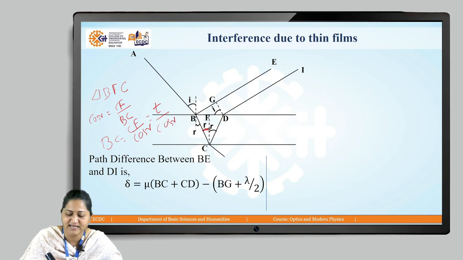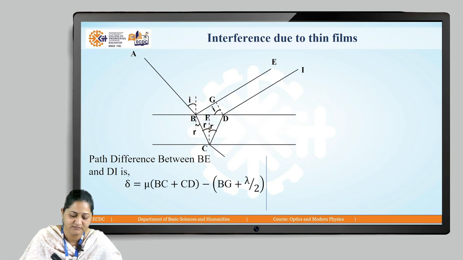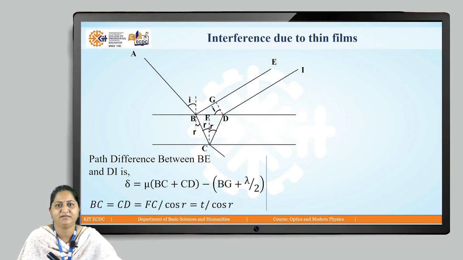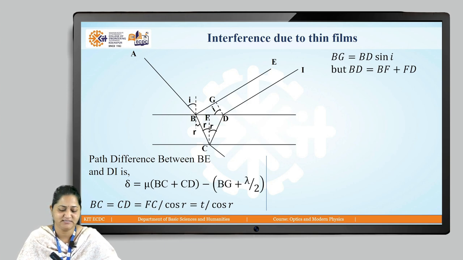Similarly, in triangle DFC, again cos R is equal to CF upon CD. So CD is equal to CF upon cos R, that is T upon cos R. So it is also equal to CD. So using this particular geometry, we can say that BC is equal to CD is equal to T by cos R. So here we have got this equation from geometry that BC is equal to CD is equal to CF by cos R, that is equal to T by cos R.